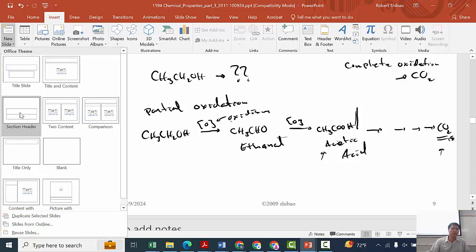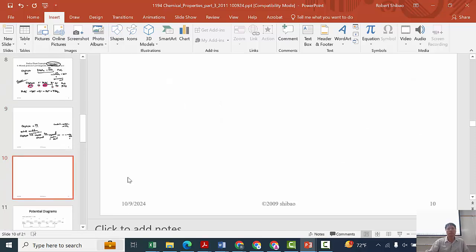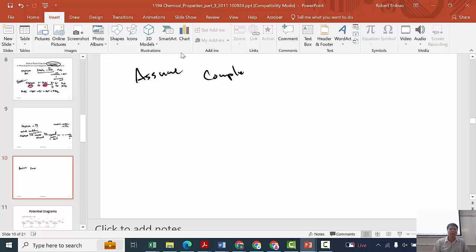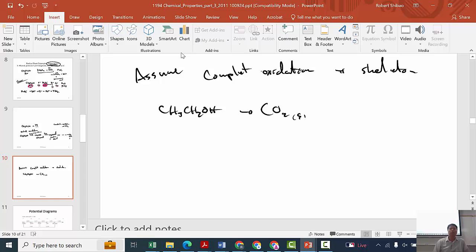And so let me add another page here. And then we're going to use skeleton redox. So assume complete oxidation. And then we're going to use skeleton redox to figure out what's going on. And so what we're going to do is CH3CH2OH, and this is going to go all the way to CO2 gas. Skeleton redox, what we do is we balance all elements other than hydrogen and oxygen. So on the left here, I have two carbons from the ethanol. On the right here, I only have one carbon. And so to balance this, I need to change the coefficient here. So I'll make this 2.